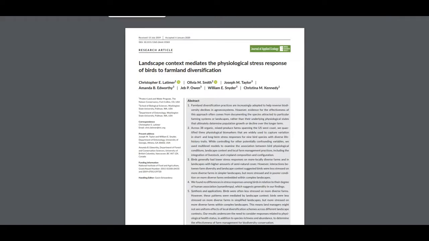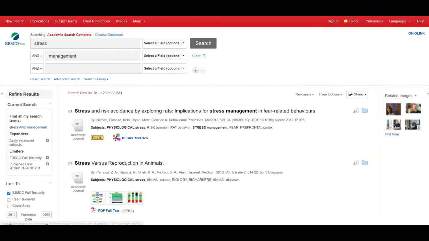So in this case, I can access the article, but I have to take a few extra steps. What the Find It button means is this article exists in full text in some database somewhere, it's just not in Academic Search Complete. Now, sometimes we can get these and sometimes not. So in this case, we were lucky. We were able to eventually leapfrog our way to this article.